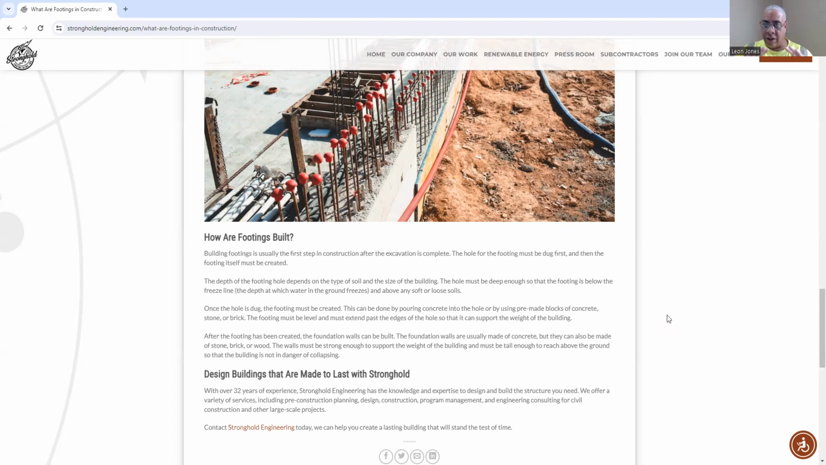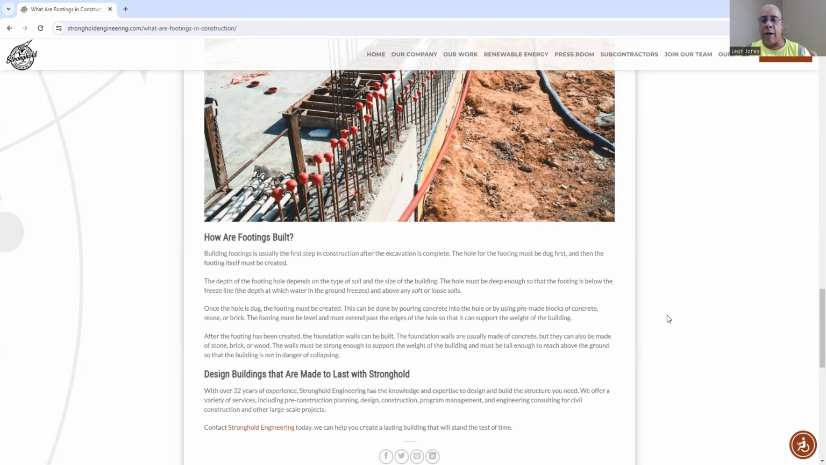Now, when we deal with the hole, it must be deep enough so that the footing is below the freeze line, the depth at which water in the ground freezes, and above any salt or loose soils. Now, once the hole is dug, the footing must be created.